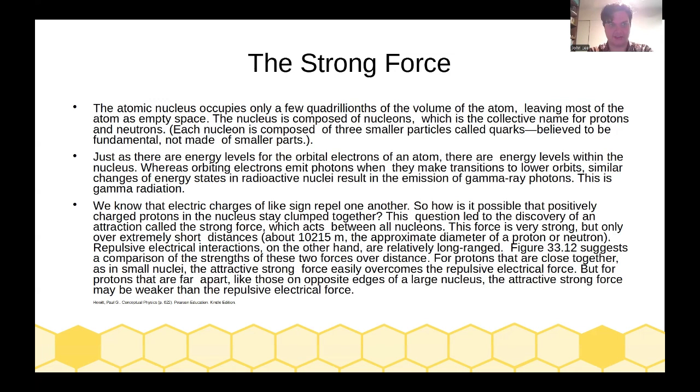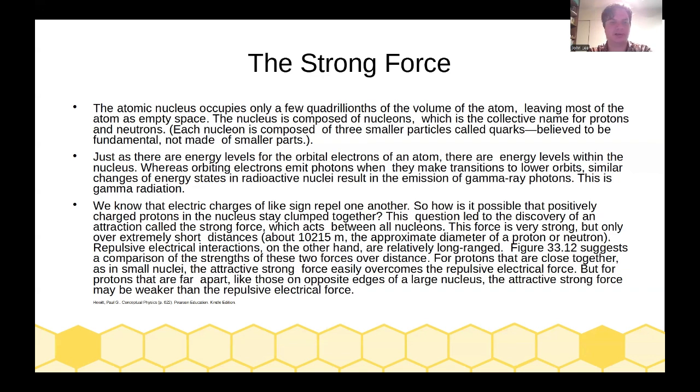This is gamma radiation. We know that electric charges of like signs repel each other, so how is it possible that positively charged protons in the nucleus stay clumped together? This question led to the discovery of an attraction called the strong force, which acts between all nucleons. This force is very strong, but only over extremely short distances, about 10 to the negative 15th meters, the approximate diameter of a proton or neutron.